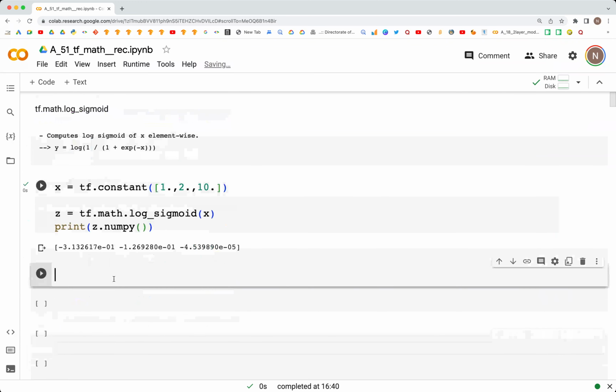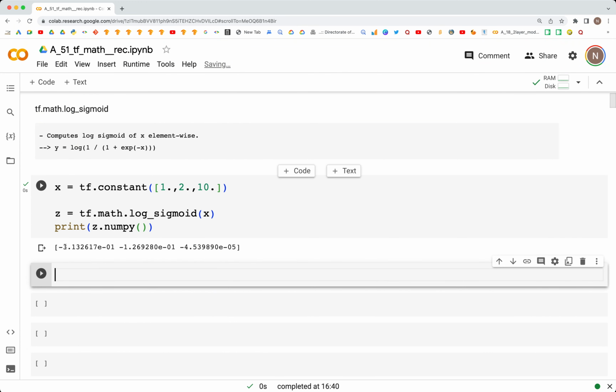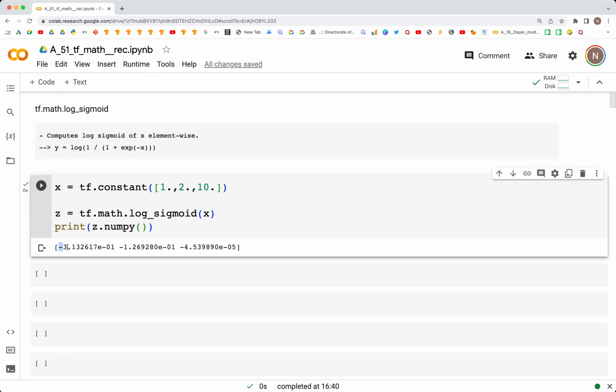Now we can print the values of z as z.numpy and run this. In the output, we get the set of values that are these. So we have -3 e to the power -1 and so on.